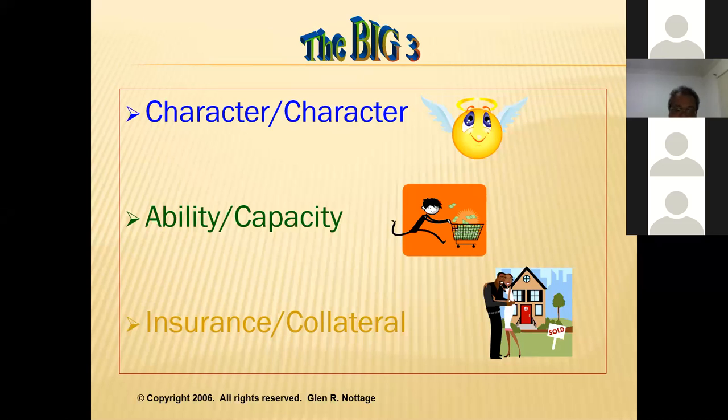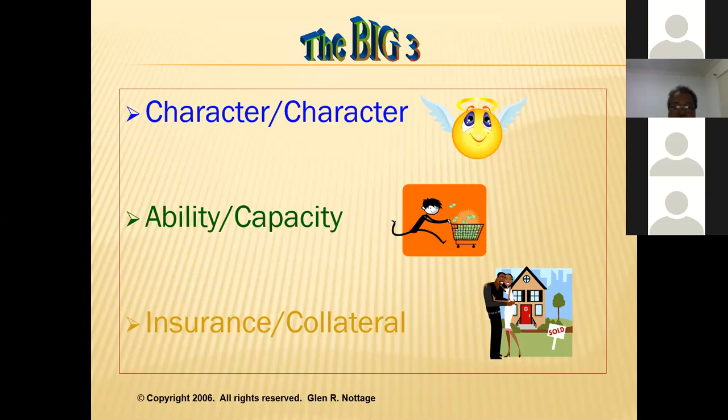Okay, and in fact, I'm going to take it a step further. If you've done character correctly, and if you've done ability or capacity correctly, you should be able to approve a loan or decline a loan based on just the character and the ability or capacity of the individual, without any reference to insurance or collateral.